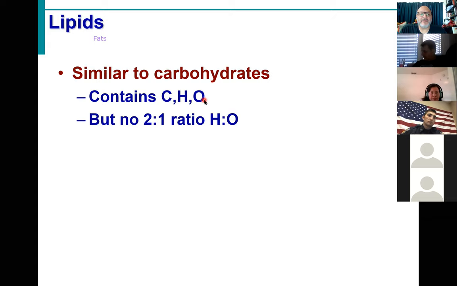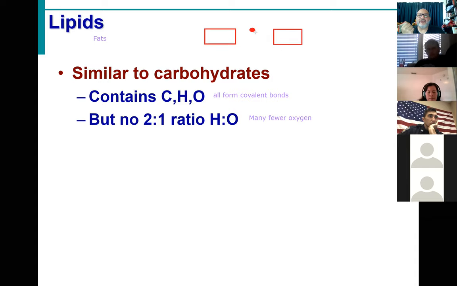The big difference here, though, is in the ratio. Lipids have many fewer oxygen. I know that's a horrible way of describing that, but that's the way I'm going to do it. Much, much less oxygen, so it's a much higher ratio of hydrogen. This is important when it comes to their function, because carbon, hydrogen, and oxygen, as you all know, all form covalent bonds. Remind me again what it means to form a covalent bond. Sharing electrons. Excellent. They share electrons, absolutely. So here's molecule one, here's molecule two, and in between them, they share two electrons.